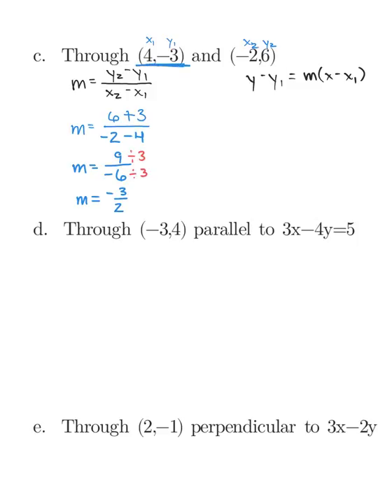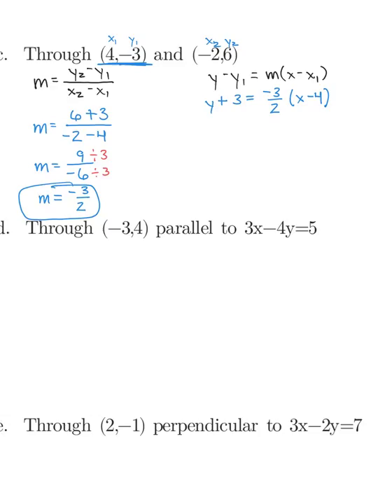This is going to be my x1, my y1, and we have our m is -3/2. So if we go ahead and plug in, we get y minus -3 becomes y plus 3 equals m, -3/2, times x minus 4.